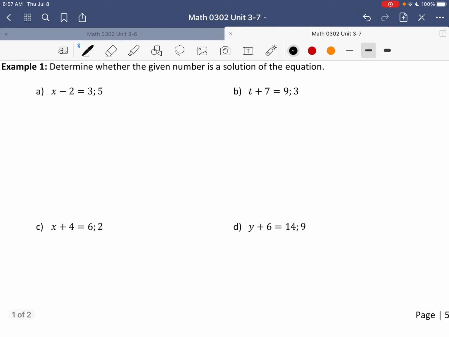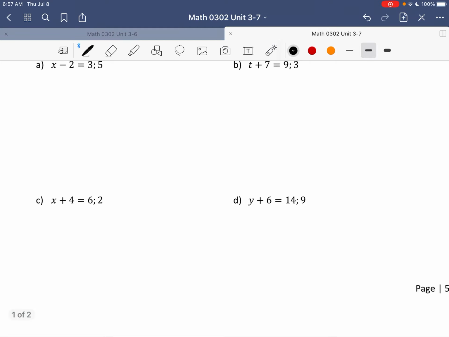Let's take a look at Example 1: determine whether the given number is a solution of the equation. Let's see here, let's try something else.